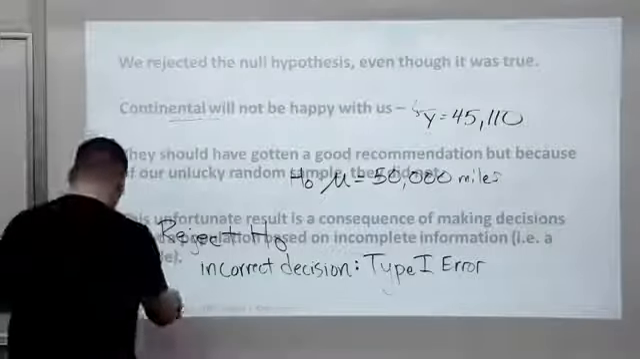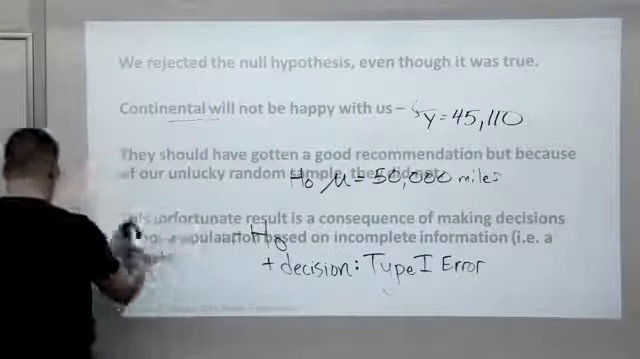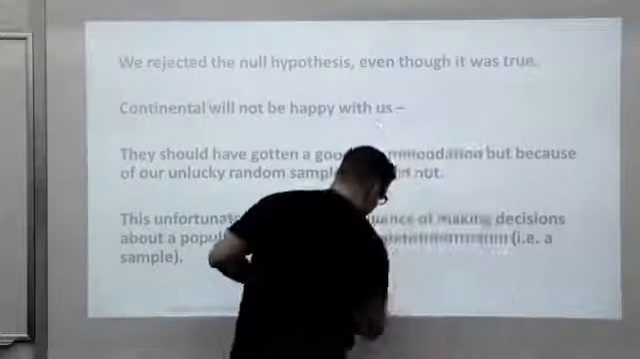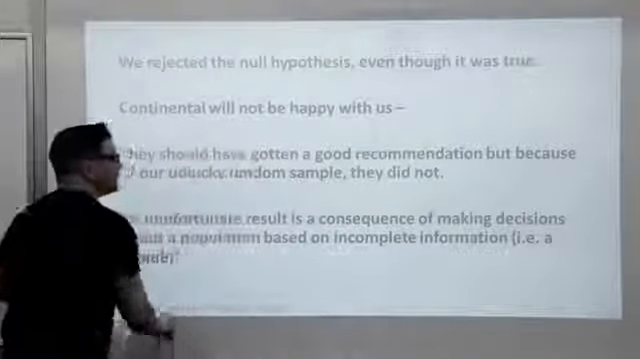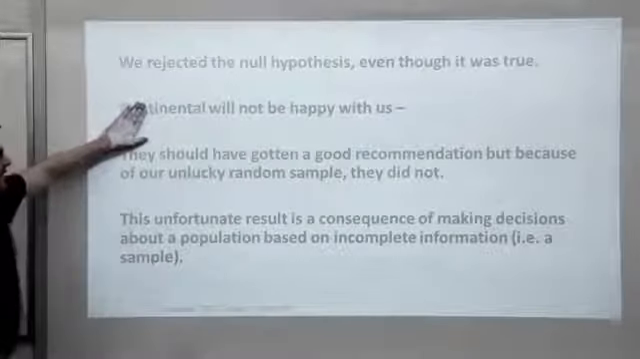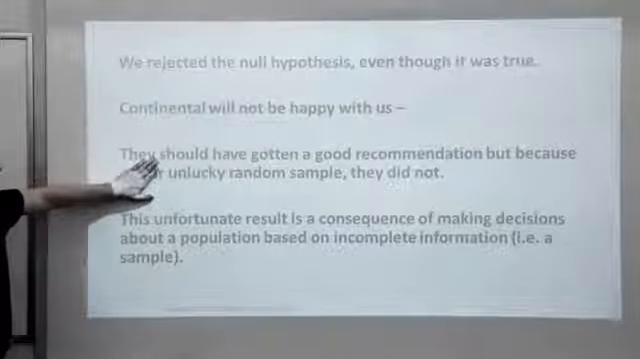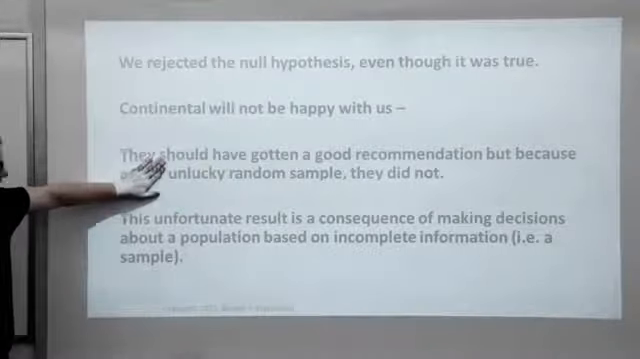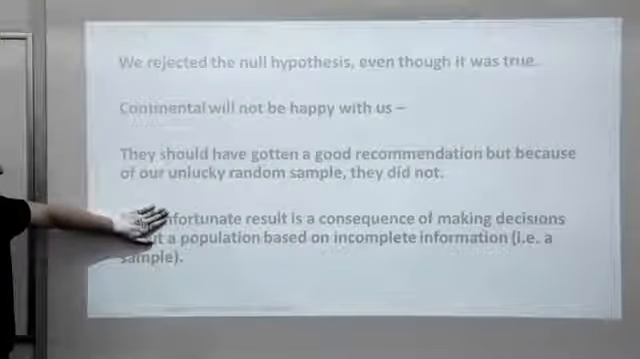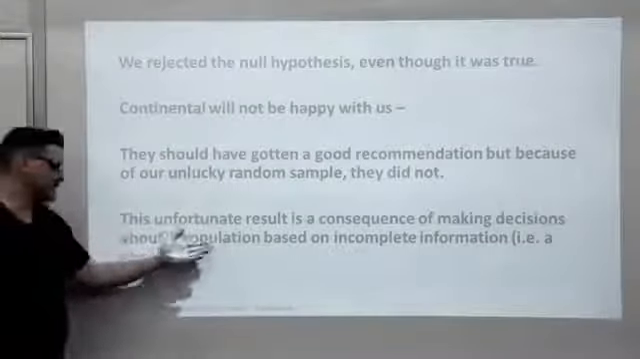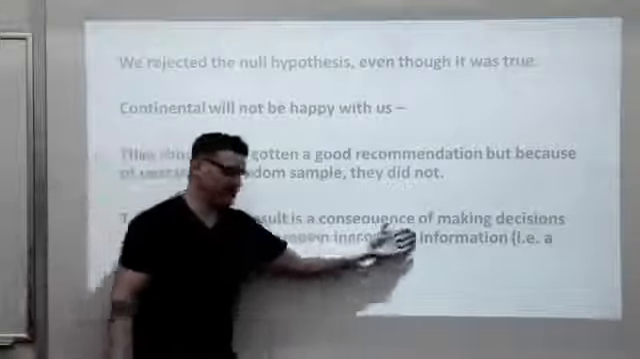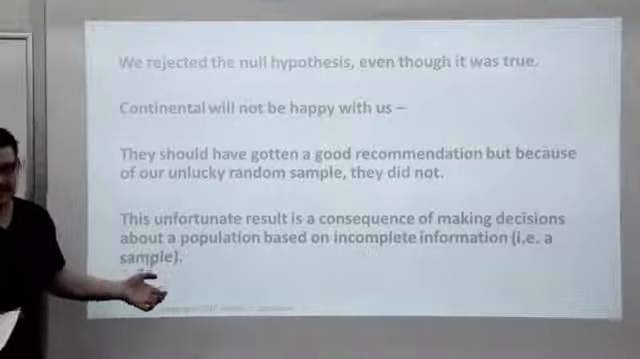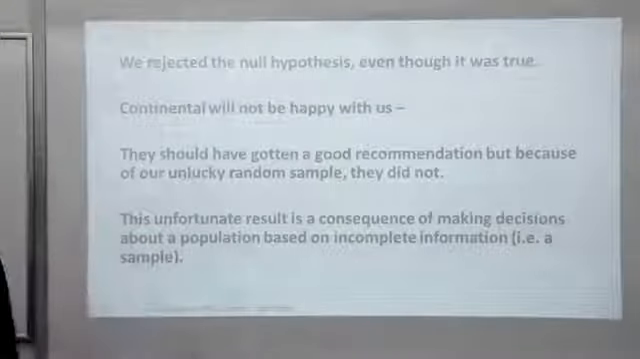All right, so what do we got here at the bottom of the page? Let's read through this. We made that mistake. We rejected the null even though it was true. Continental won't be happy with us. They should have gotten that good recommendation, but because of our unlucky random sample, they didn't. This is sort of an unfortunate result. It's a consequence of making decisions about a whole population based on incomplete information, which is just that sample. Okay, so that can happen. We'll flip the page, we'll look at the other side of the coin here.